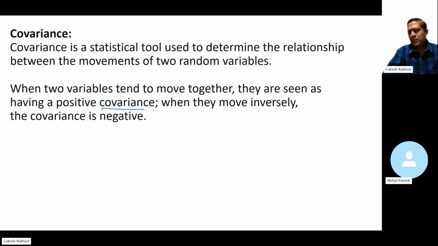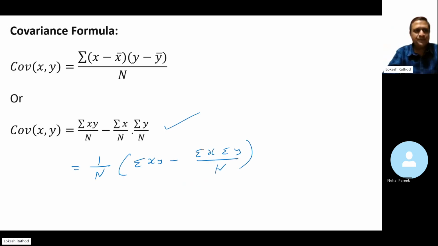Now we are talking about two variables, x and y, together. Covariance gives you a relationship between the movement of two random variables. If both are positive, covariance is positive, so both move together. If covariance is negative, they move in opposite directions.